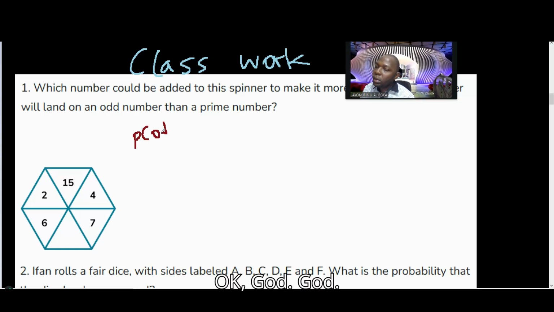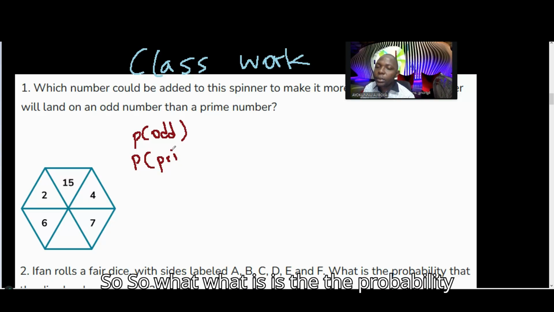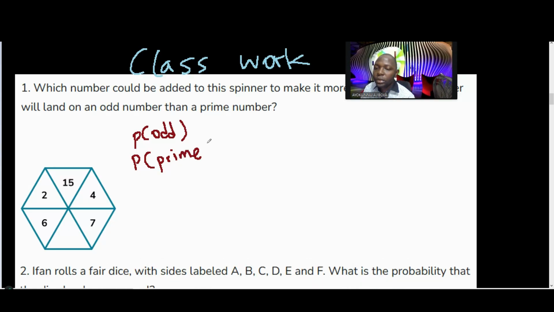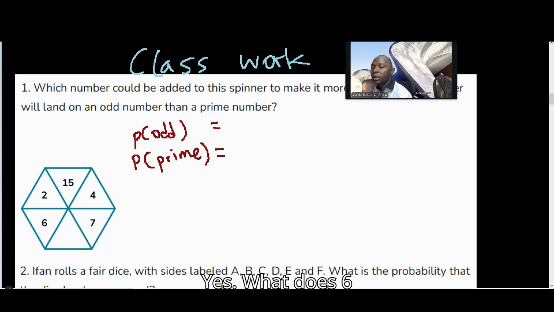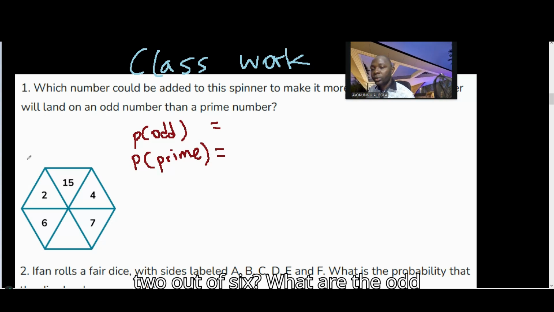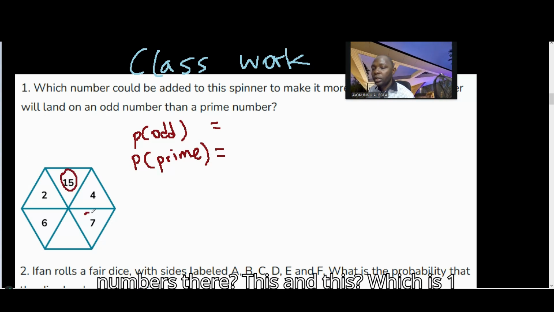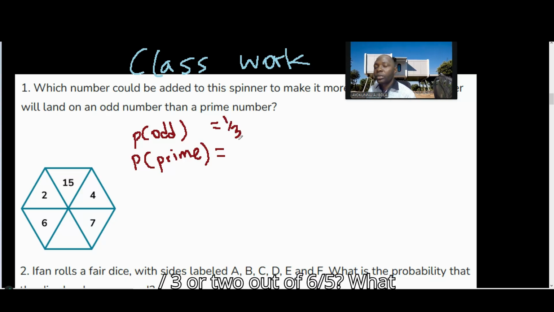Okay. Odd. So what's the probability of odd from this? Yes, 2 out of 6. What are the odd numbers there? This and this, which is 15 and 1 over 7. So 2 out of 6. Fine. What's the probability of prime from there?